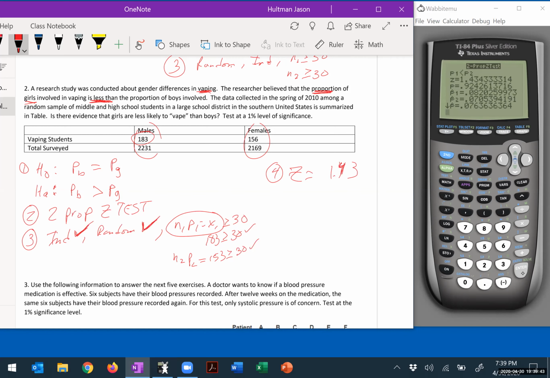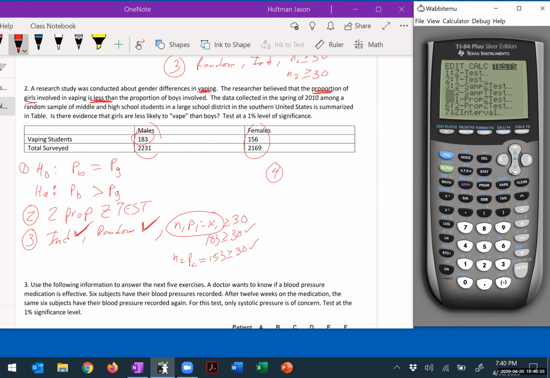Oh, you know what? I screwed up. My bad, this is wrong. What did I do wrong here? The inequality was reversed. It's the boys greater than the girls. So let me do this again.